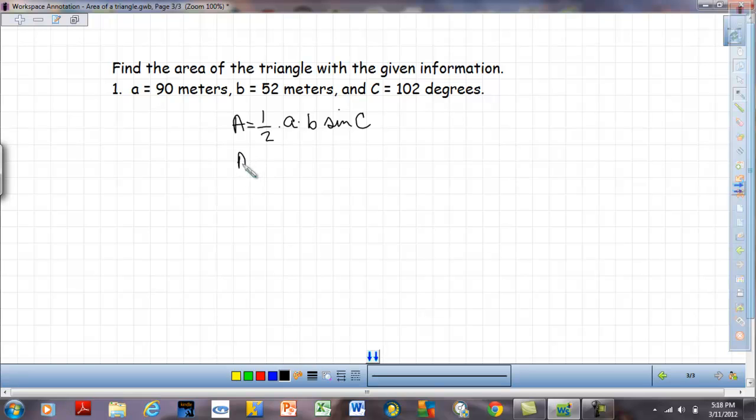So filling those in, I'd have area is equal to 1/2 times 90 times 52 times the sine of 102 degrees. When I do all that multiplication, the area ends up being equal to approximately 2,288.87. And that finishes section 6.1.